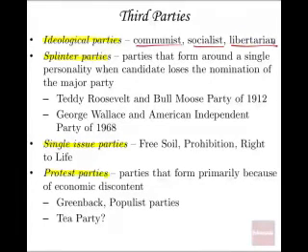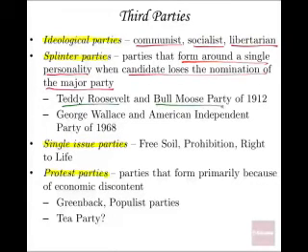And then you have splinter parties, parties that basically form usually around a single personality when the candidate loses the nomination of the major party. Probably the classic case of a splinter party was Teddy Roosevelt and the Bull Moose Party of 1912. You had the incumbent president William Howard Taft, who was basically Teddy Roosevelt's choice to succeed him as president. And in 1912, after one term, apparently Teddy Roosevelt didn't like the job that William Howard Taft was doing, so he challenged him in the Republican primary.